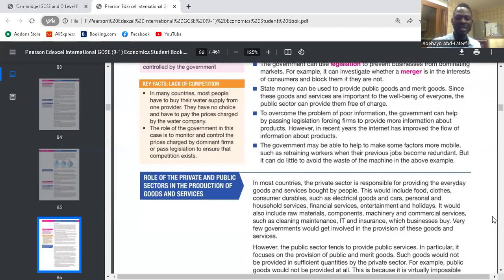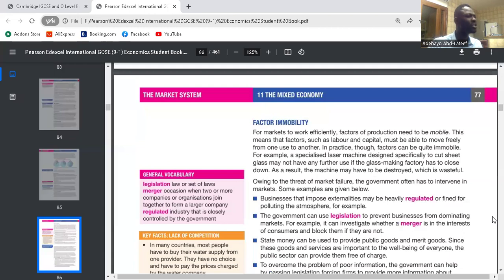Then we'll go to the role of the private sector. But before we go into the role of private sector, I think you understand the point now. Okay, clear. So we'll go to the role of private sector now.